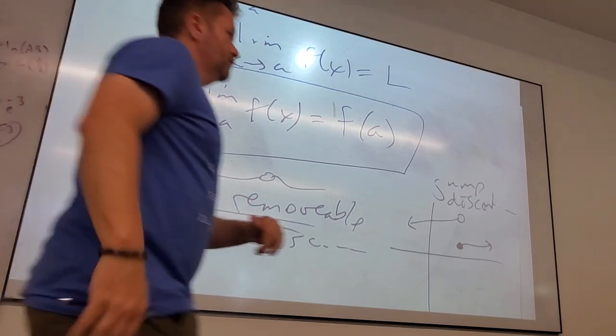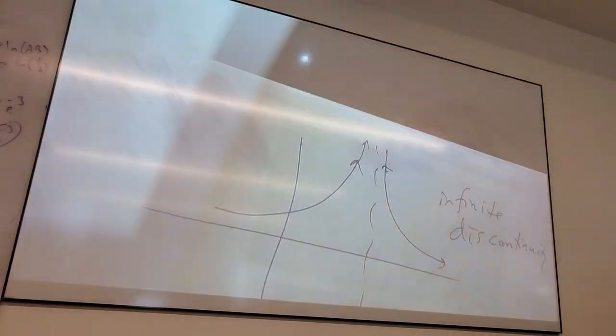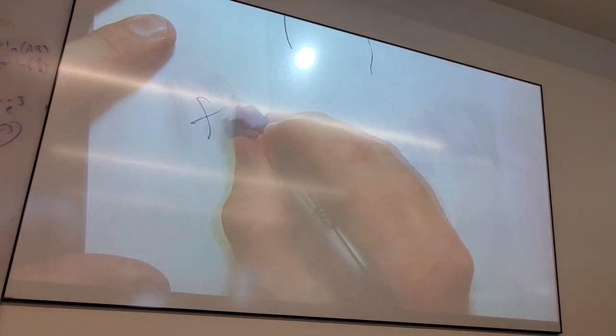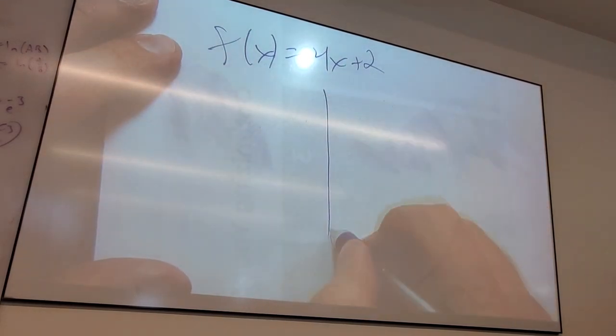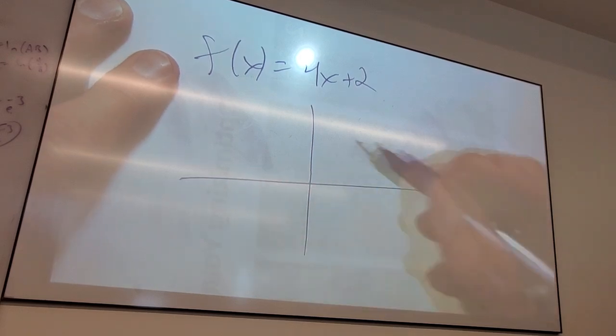Totally. Okay, I need you to understand. I love this question because we kind of focus so much on using limits to investigate weird stuff. What if I have this function here? Yes? Can anyone tell me anything about the function? It's a line. Line, I love it.